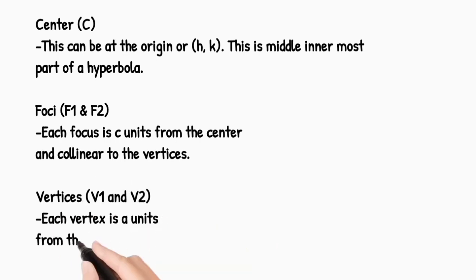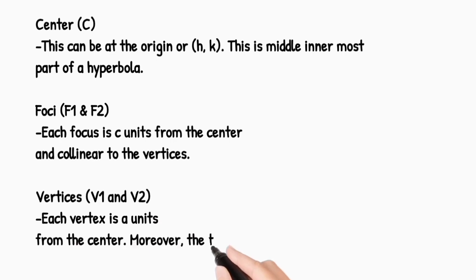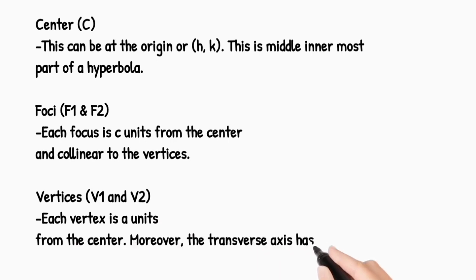Vertex 1 and vertex 2. Each vertex is a units from the center. Moreover, the transverse axis has a length of 2a.